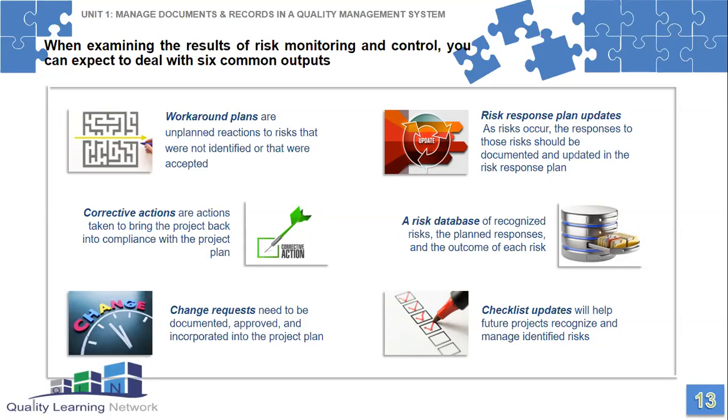Let's go ahead and look at some outputs. One would be a workaround plan, which is an unplanned reaction to risks that were not identified or that were accepted. As we know, we're not fortune tellers. Nostradamus could kind of predict the future. We can't do that. But we know that obviously things happen. They will always happen.